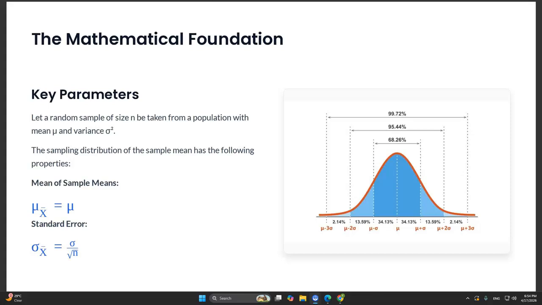covering 99.72% of the data within three standard deviations.